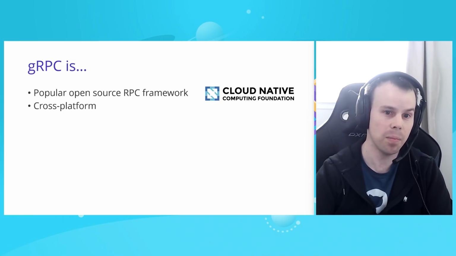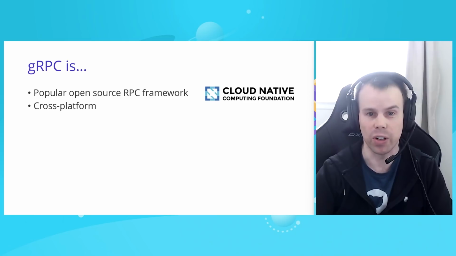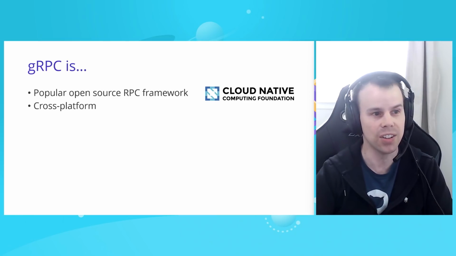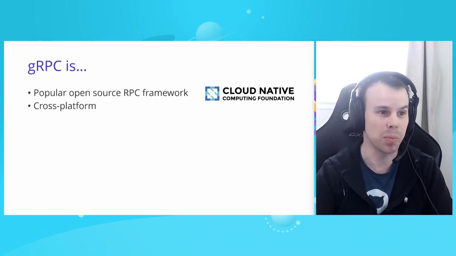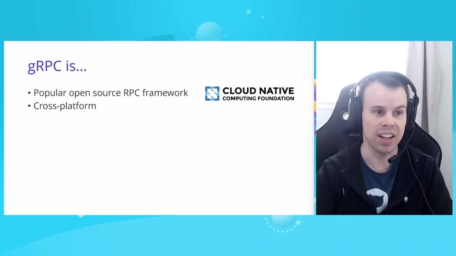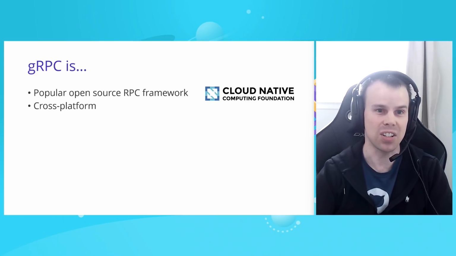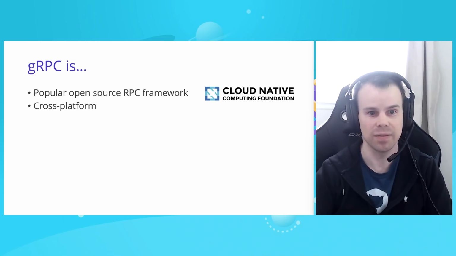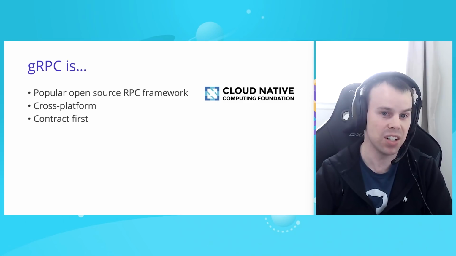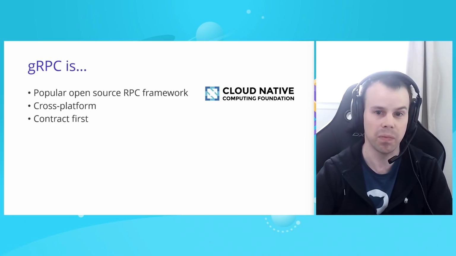gRPC is supported by every major programming language. So there are implementations for C++, Java, Go, Node, Ruby, Python, C#, you name it, there is an implementation of gRPC for it. And all of these implementations are interoperable. So you can have an Xbox game written in C++, have a gRPC client that calls a server that's running .NET 6. gRPC is contract first. So messages and methods are defined in a contract, and that contract then drives code generation via tooling.